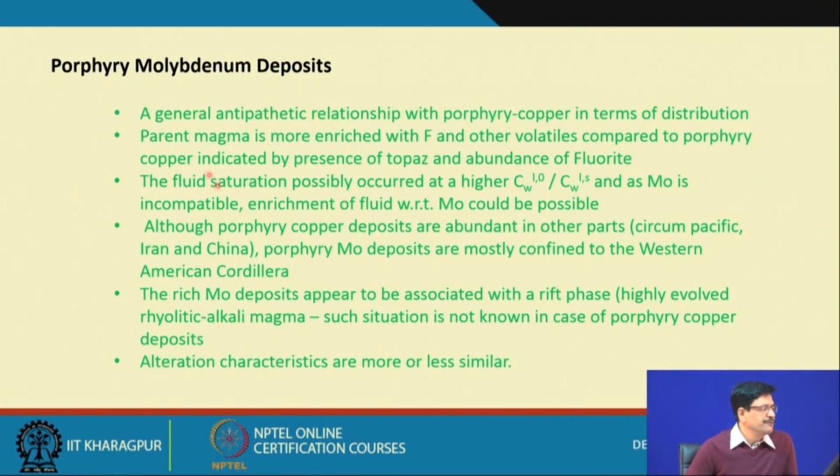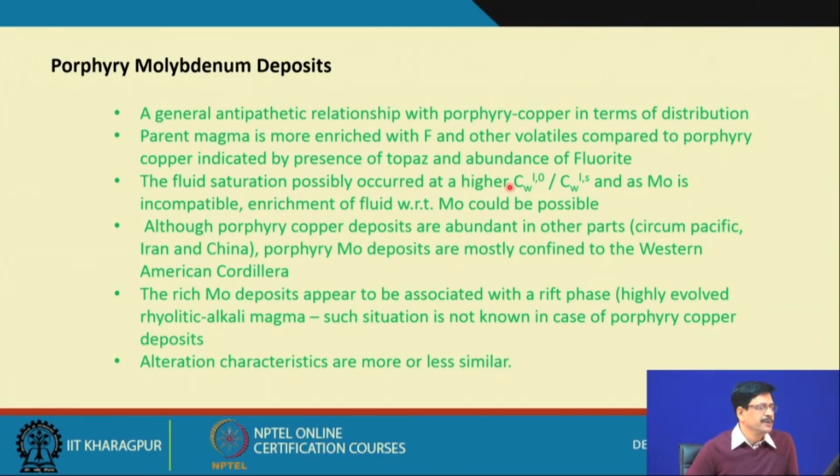And one of the important differences, as was discussed here, is a critical parameter, which is the ratio of the initial water content to the water content at saturation, which is generally very high in the case of molybdenum deposits and low in the case of copper deposits.